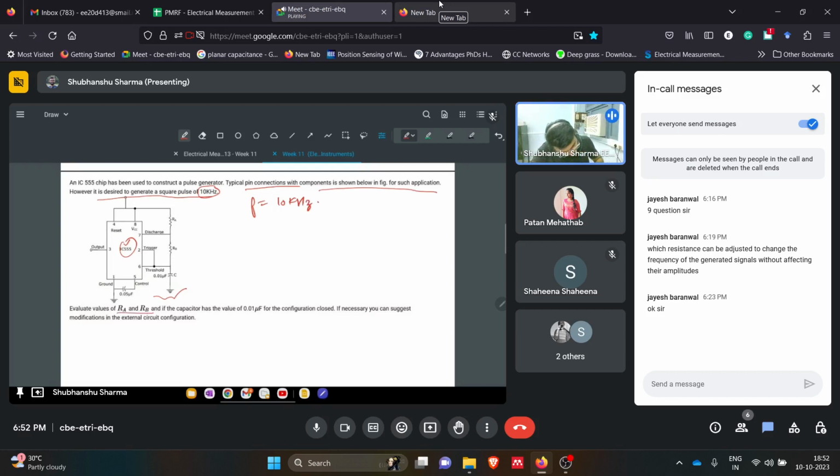Evaluate RA and RB, if the capacitor has the value of 0.01 microfarad. So this is configuration 2. If necessary, you can suggest modification in the external circuit configuration. So they are saying if necessary, you can suggest modification.